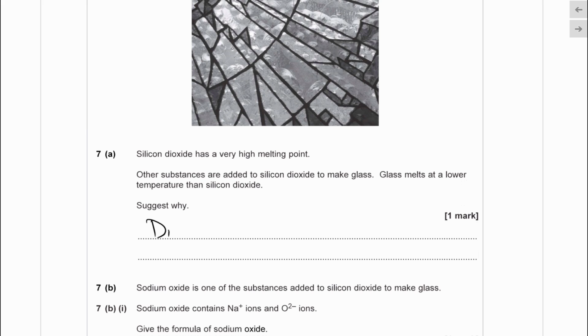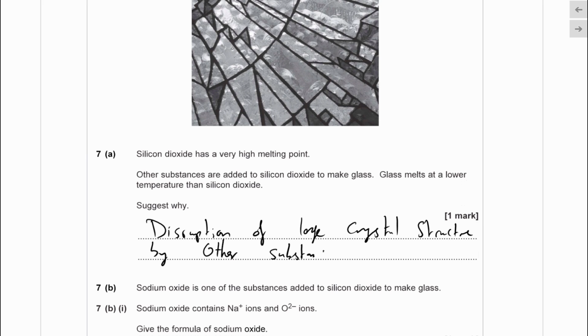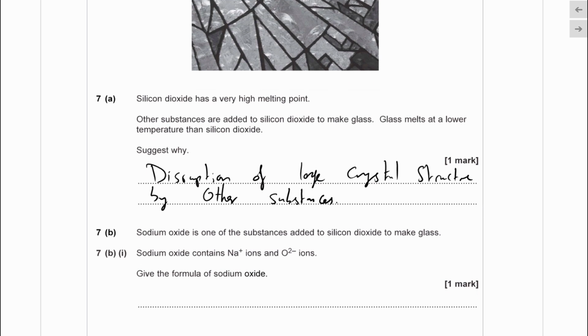So we can say that disruption of large crystal structure by other substances. This does mean that they've sort of changed the bonds. There may be less covalent bonds due to the other substances being there, and that will also get you the mark. But this is absolutely fine, saying we've disrupted the structure.